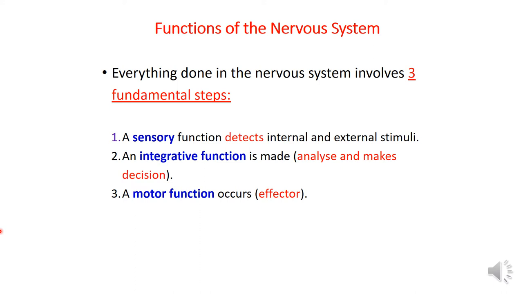So we can summarize the functions of our nervous system: it detects the changes in the internal and external environment, so it acts as a detector. And when the receptors detect these changes, they transform them into what? Into nerve impulse, or action potential. They conduct this action potential to the nervous system, and the nervous system is going to produce analysis of this information and decide what decision is needed. Then we have the motor function, or the production of response.